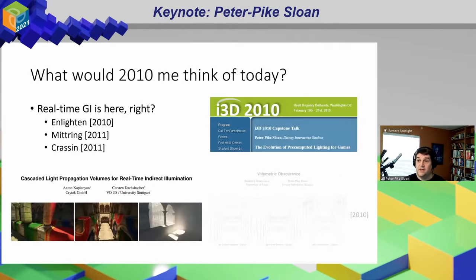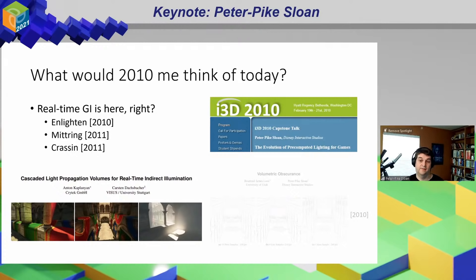So I also gave a keynote talk, or the capstone talk, at the end of the conference. This was in spring of 2010 on the evolution of pre-computed lighting for games. And I distinctly remember at the time thinking real-time GI is right around the corner. So Anton Kaplanyan had given a talk the previous year at SIGGRAPH in the advances course on light propagation volumes. He had a paper at I3D that year on extending this with cascades. Enlighten, with its use in some DICE games, was presented at SIGGRAPH that summer. The sparse voxel octree GI was presented the following year by Mitring in Unreal Engine, and Cyril Crassin had a paper on this. It was based on his research.